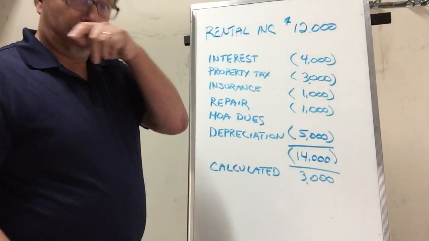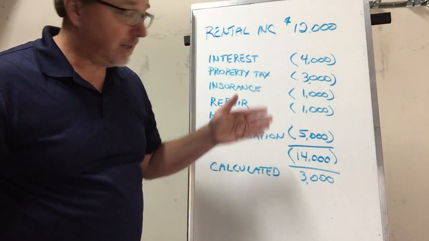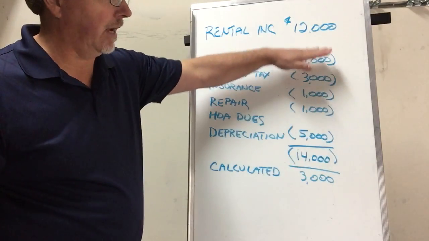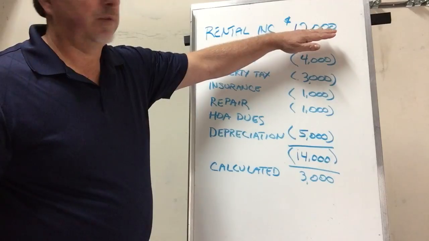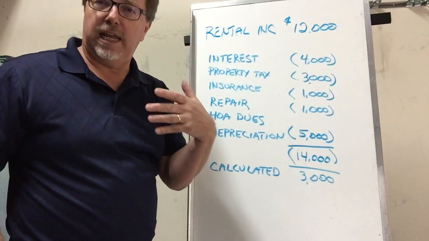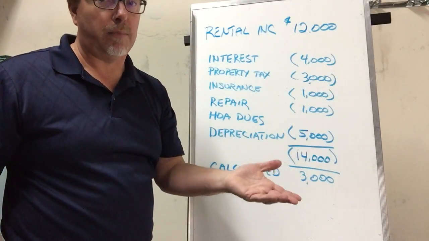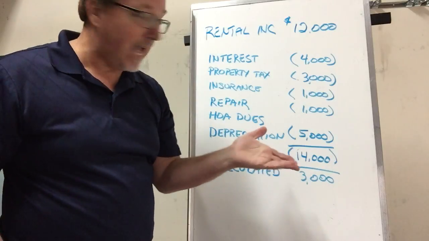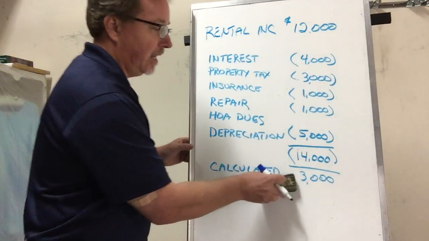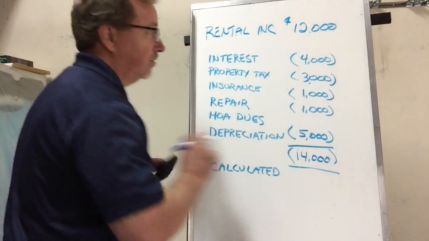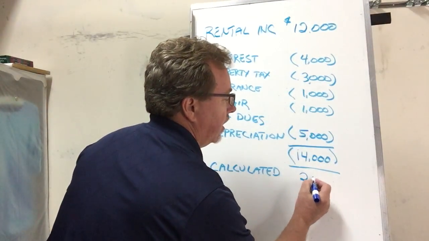Now this property is probably putting money in your pocket. You're out of cash $9,000. You're out of pocket, I should say. But you had $12,000 come in. So in a cash sense, you're $3,000 to the positive. But on a tax return, when we add in this depreciation, it's got a negative number here. A $2,000 negative number.